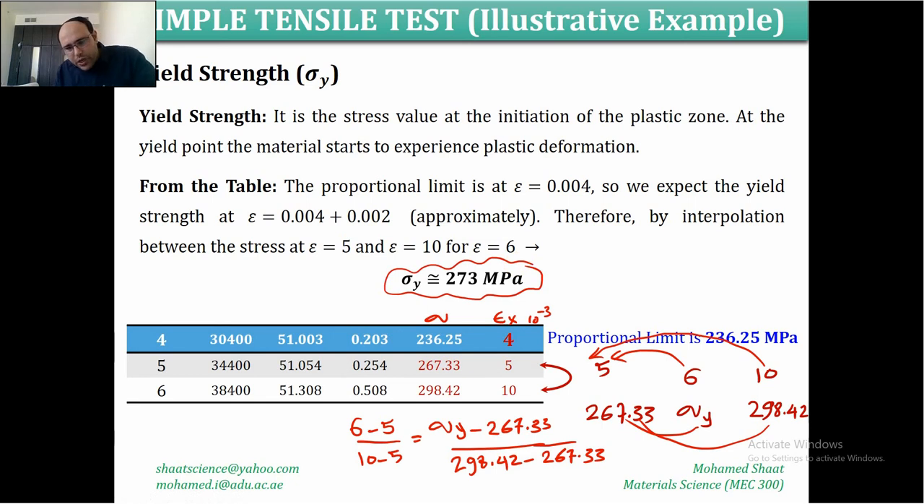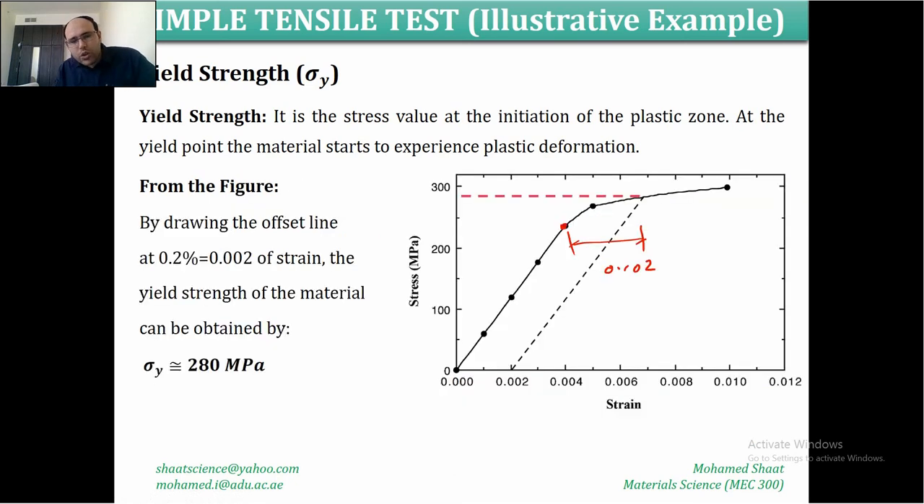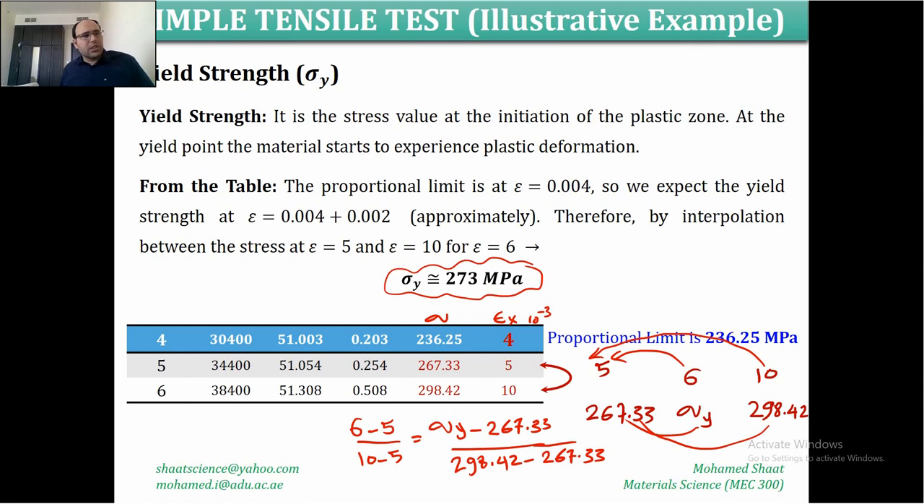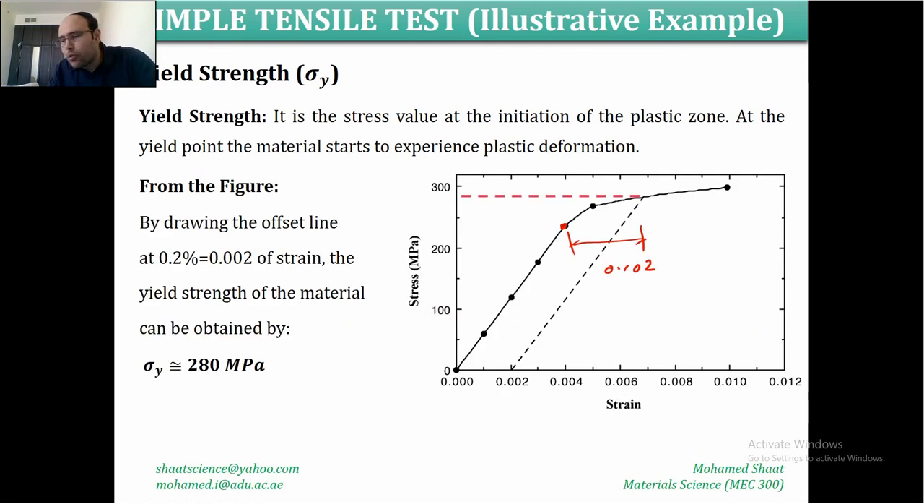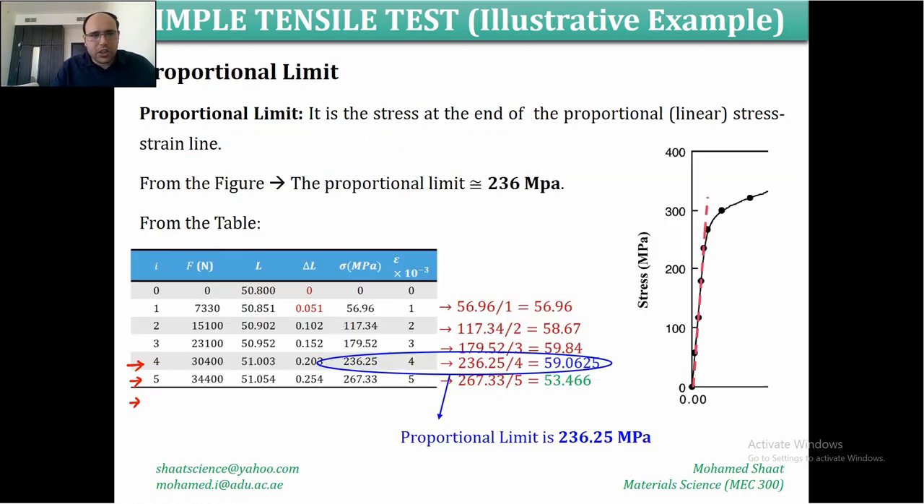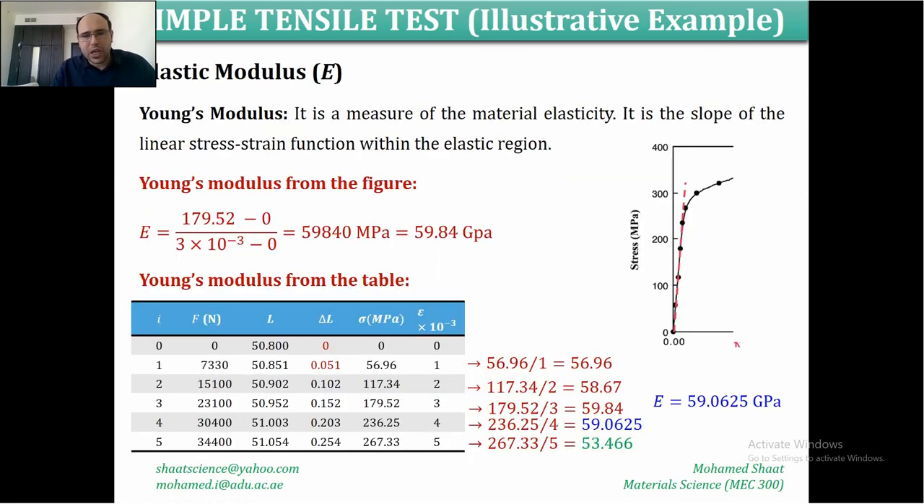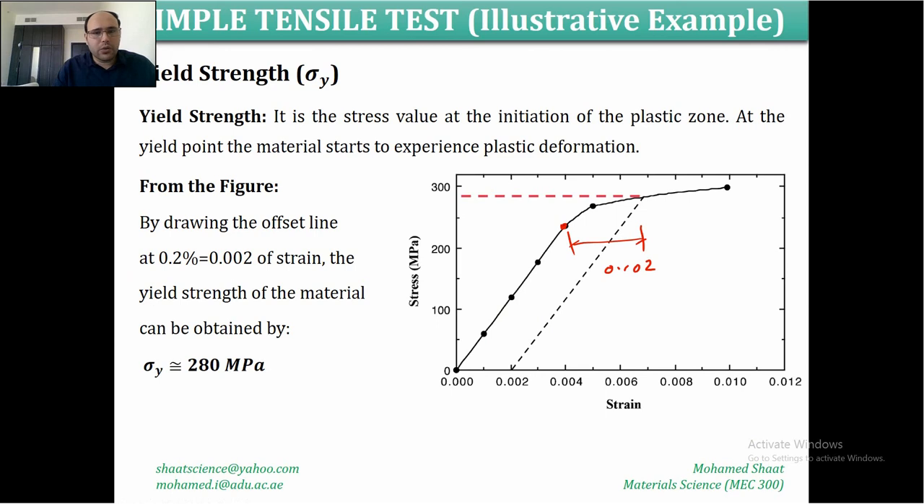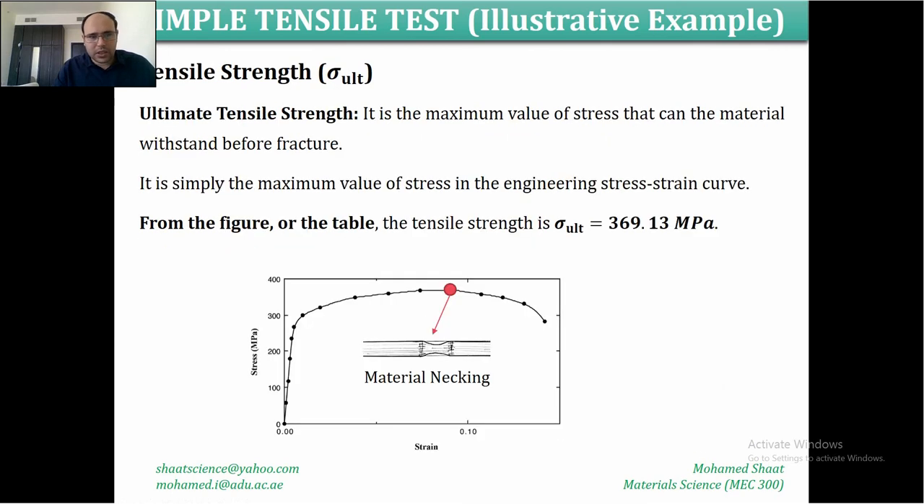As you can see, if you compare this yield strength to the one that we derived from the figure, there is a difference. This is 280 megapascal, but this one is around 273. So it is an approximate value. Both are approximations, but this is how we derive it from the table, and this is how we derive it from the figure in case the figure is already drawn. Make sense? So this is how we can calculate the yield strength, the proportional limit, and the Young's modulus for a certain material after the tensile test.